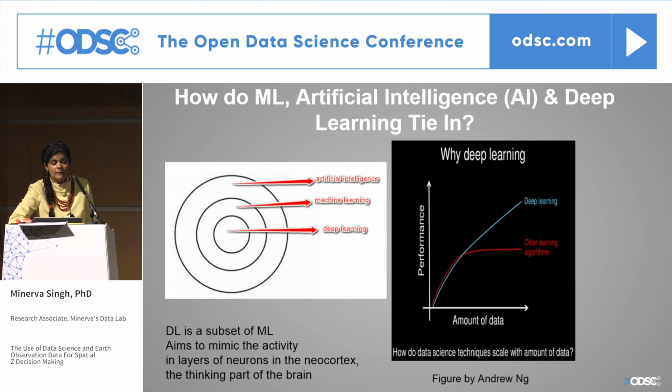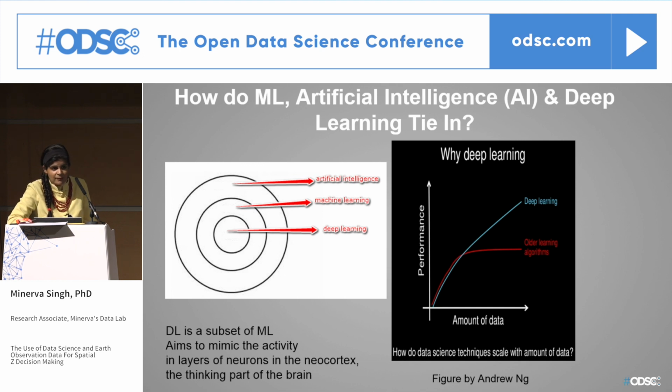There are many people who insist that deep learning is a different kettle of fish, but that's a matter of argument. But what deep learning does is that it aims to mimic the activity in the neurons of the thinking part of the brain. So on the right-hand side, we have this figure by Andrew Ng, which tells us why we even need deep learning, because implementing and executing deep learning systems is tiresome, quite tiresome. And that is because as the amounts of data go up, the performance of other conventional machine learning algorithms goes down, but deep learning is well suited to give very good results with a huge amount of data.